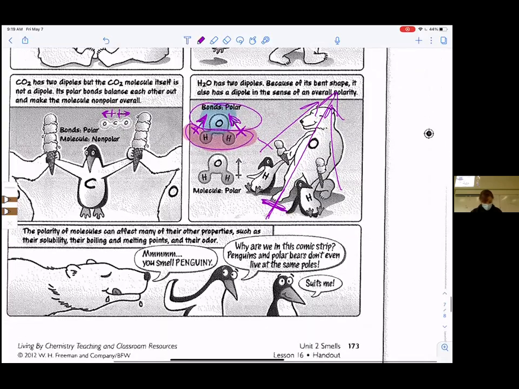So the polarity of molecules affects all kinds of things with how they dissolve, how they attract to one another, their melting points, how they smell. And I'm not going to read that because it's super cheesy, but it's accurate. Polar bears and penguins do not live at the same pole. So there's a little biology for you.